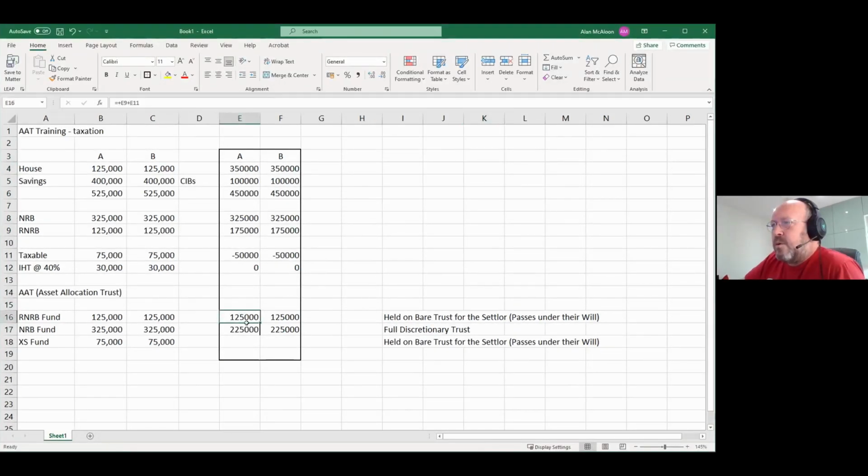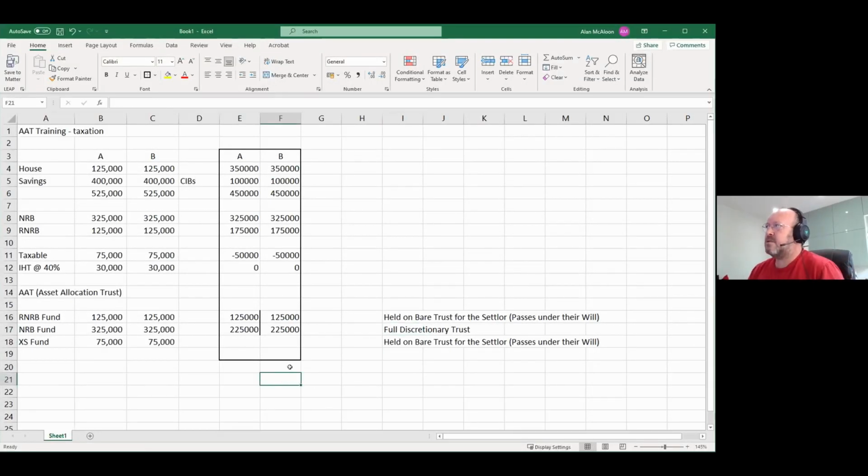So obviously, rather than restrict the nil rate band fund, we would rather restrict the residence nil rate band fund because that is defined as the smallest proportion needed to claim the maximum amount. So we would restrict this to 125, which is then held on bare trust, and then maximize the amount in the nil rate band fund, which is fully discretionary, so has more flexibility.